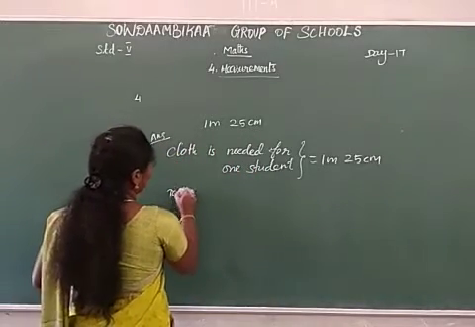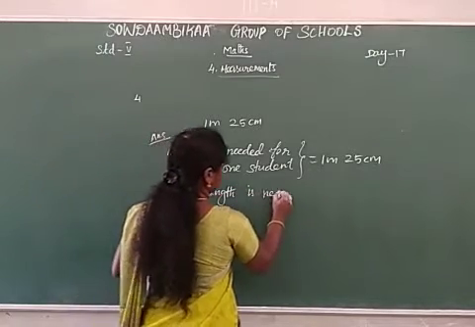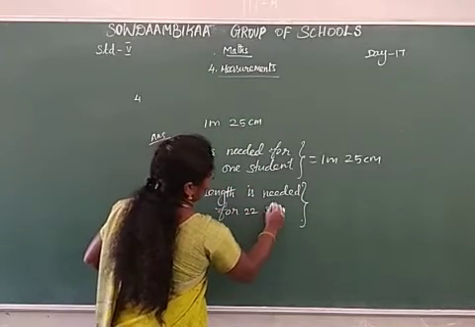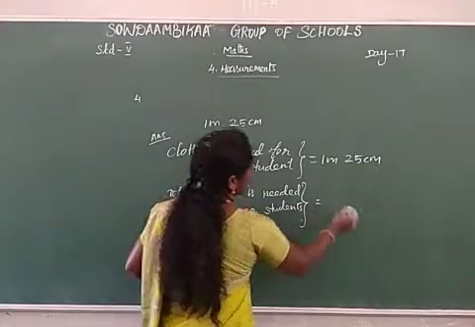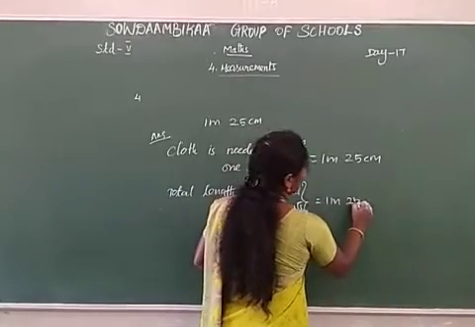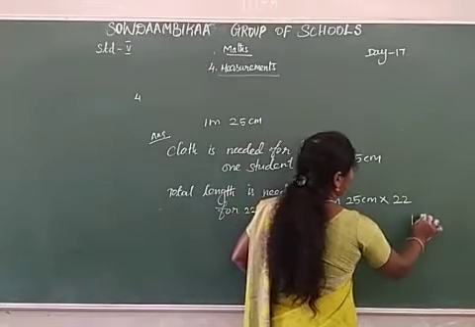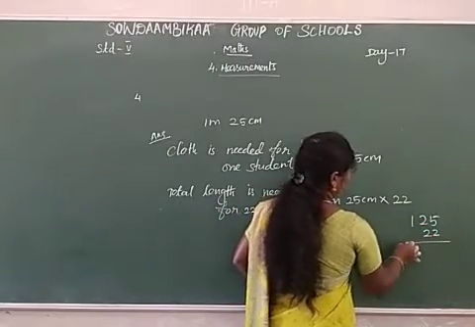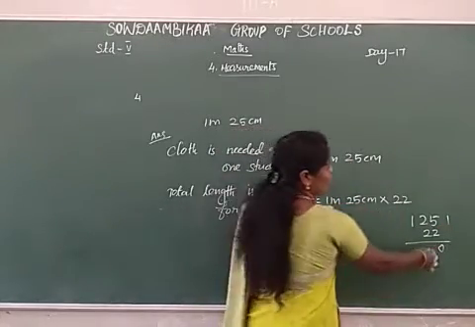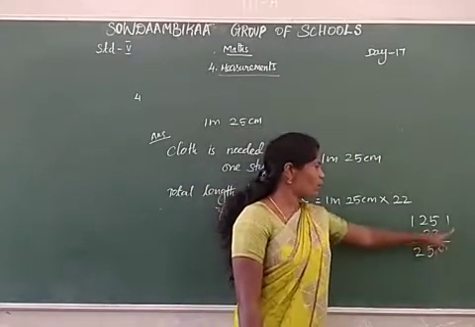Now total length is needed for 22 students. So multiply 1 meter 25 centimeter into 22. 125 into 22. 5 2s are 10, 0. Remaining 1. 2 2s are 4. 4 plus 1 is 5. 1 2s are 2. The same. 2 5s are 10, 0. Remaining 1. 2 2s are 4.